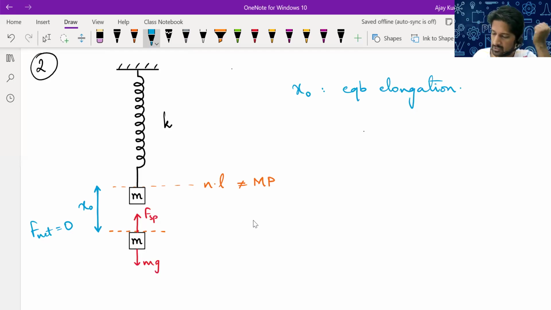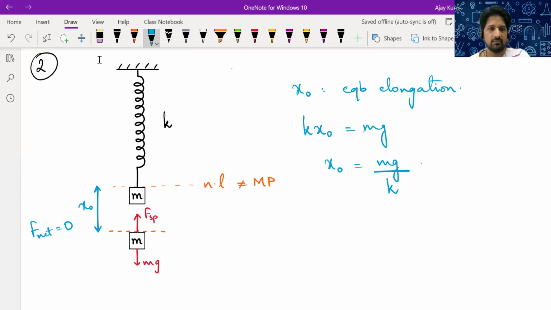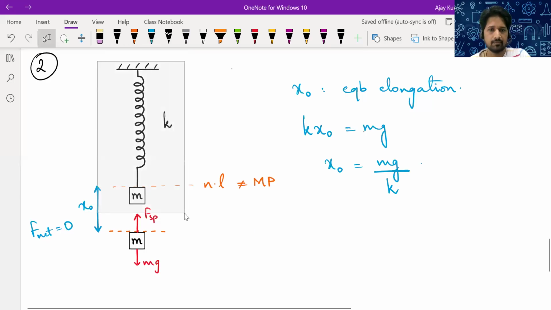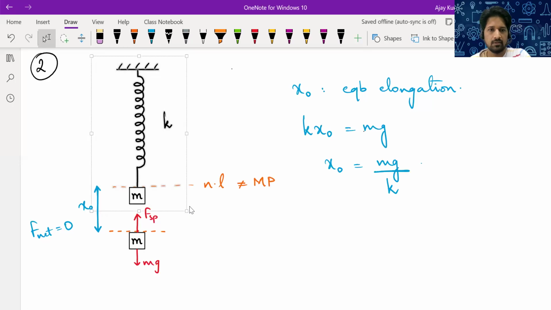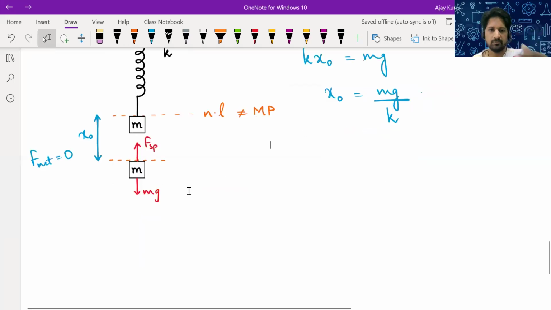We can even write an equation for it. At equilibrium, the spring force, that is kx naught, balances mg. Therefore, the equilibrium elongation is mg by k. So we know how much the spring has to be stretched when the block is at mean position. You can note this down: equilibrium elongation is mg by k. Mg is balanced by spring force kx, so x becomes mg by k.